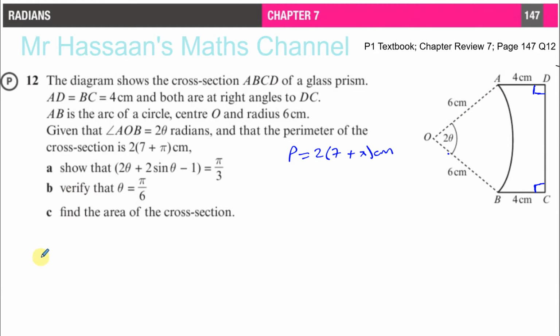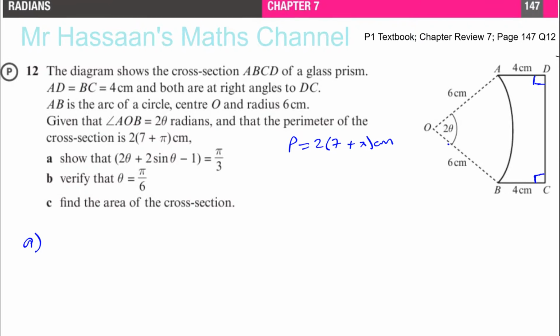So part a says, show that 2 theta plus 2 sine theta minus 1 equals pi over 3. Obviously they've told us about the perimeter of the shape, so we've got to deal with the perimeter. Let's try to find an expression for the perimeter in terms of theta, and then equate that to the exact value that they gave us, and see what happens from there.